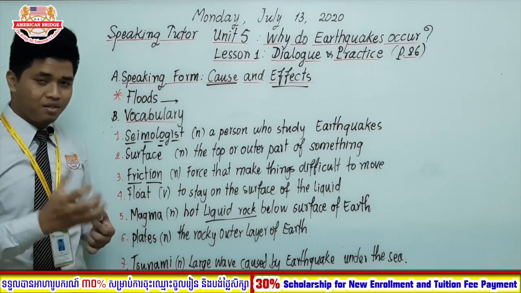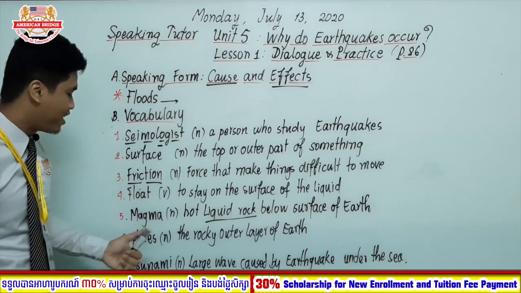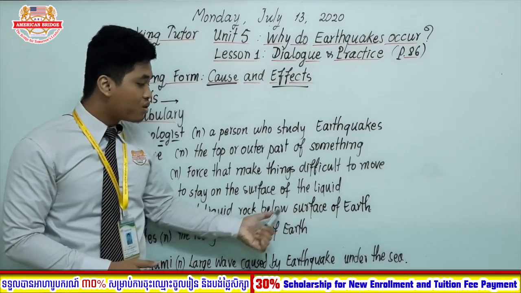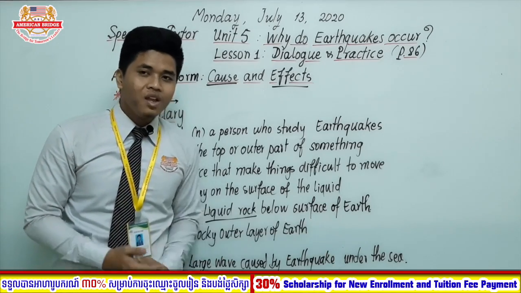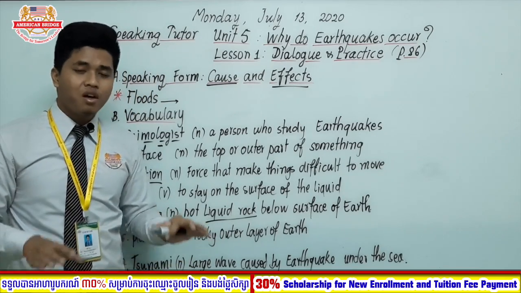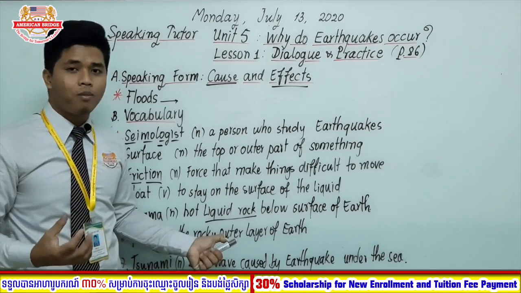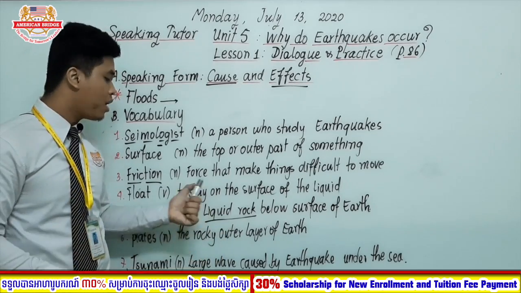Rock is solid, rock is hot. Why do we call it liquid? So I will explain later. Hot liquid rock below the surface of the earth. Below the earth, it is extremely hot. That's why the rock can turn its form from a solid object into a liquid.